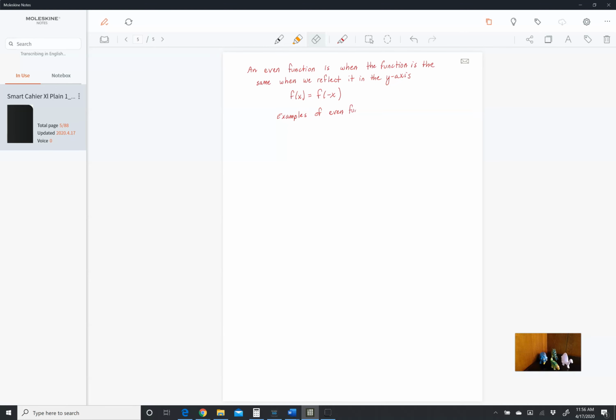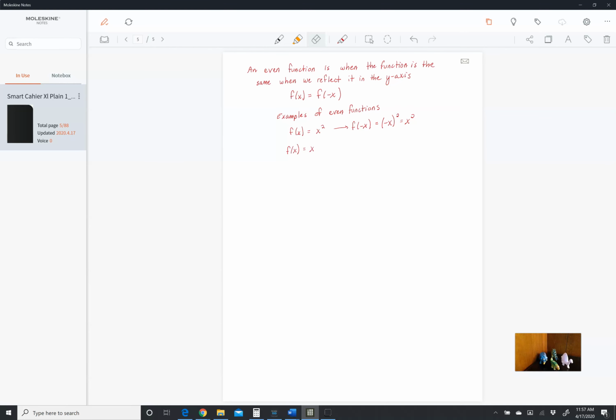Easiest example, f of x is equal to x squared. If f of x equals x squared, f of negative x is equal to, in parentheses, negative x squared, okay? What happens when you square a negative number? It becomes positive.